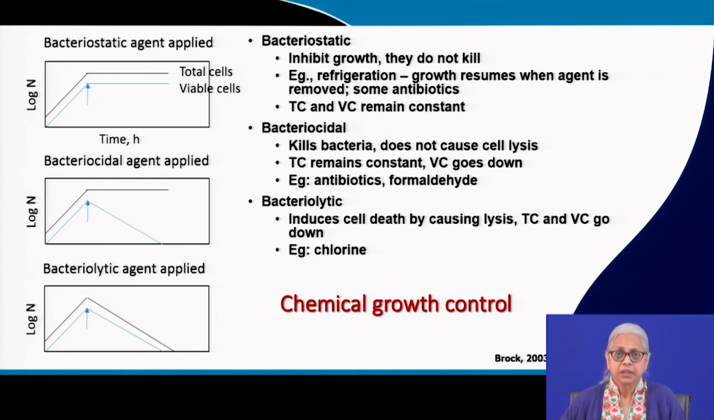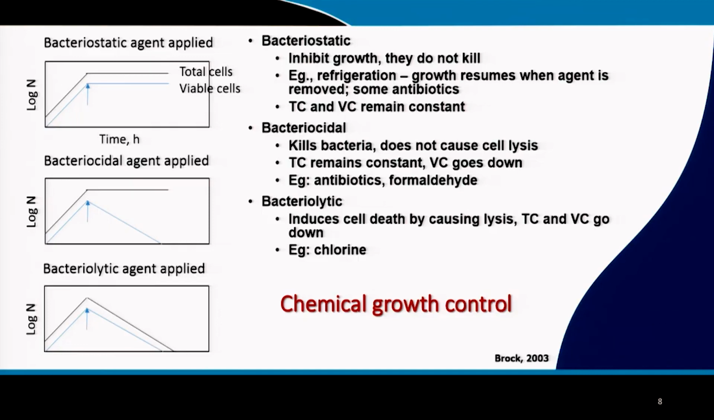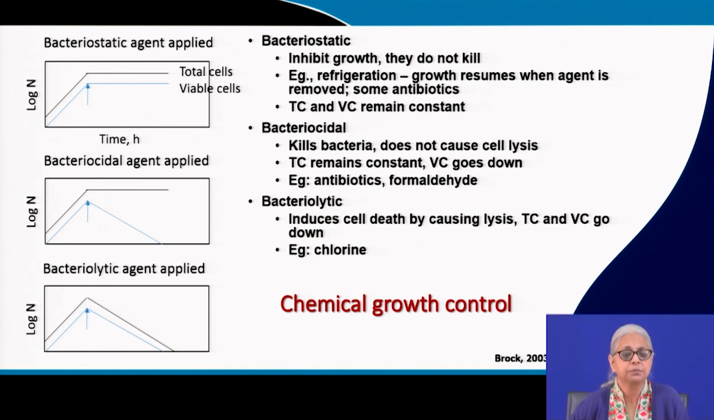When we think about chemical growth control, up to this point I was talking about physical growth control. Now we look at chemical growth control. You can use various types of chemicals to control the growth of bacteria. In this case, we are using bacteria as our microorganisms. So the first one is bacteriostatic.